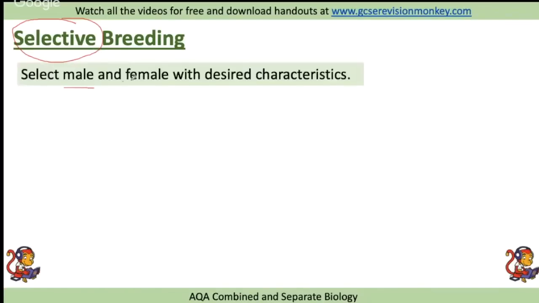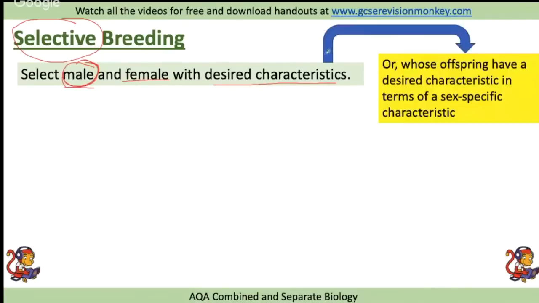So you'd select a male and a female with desired characteristics. But for example, if you wanted a cow to produce lots of milk, you'd need to talk about not selecting a male that would produce lots of milk, but in this case, a male whose daughters would produce lots of milk. So in this specific example, you'd either choose the male and the female with a desired characteristic, or where appropriate, whose offspring have a desired characteristic. Okay, so if you're talking about cows and milk, obviously a male is not going to produce milk. So you'd choose a male that has daughters that produce lots of milk and breed that with a female.